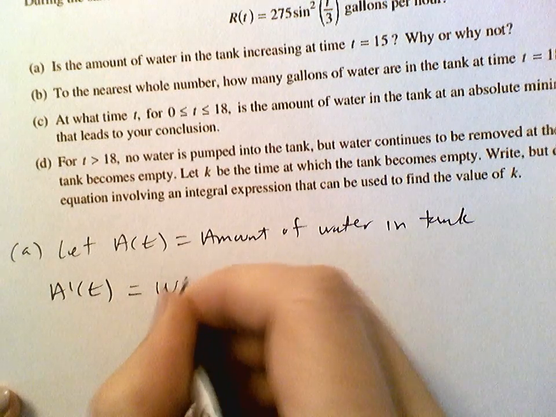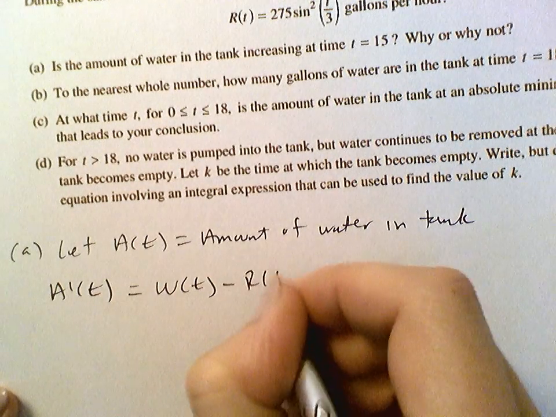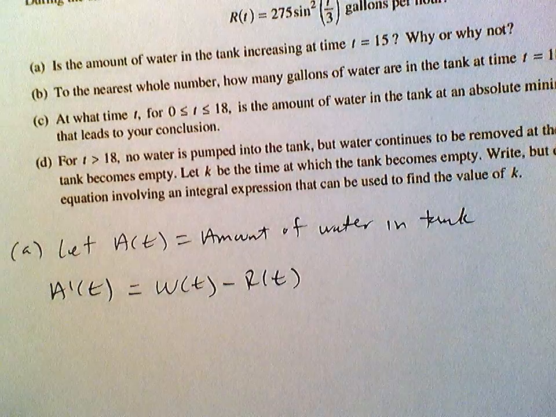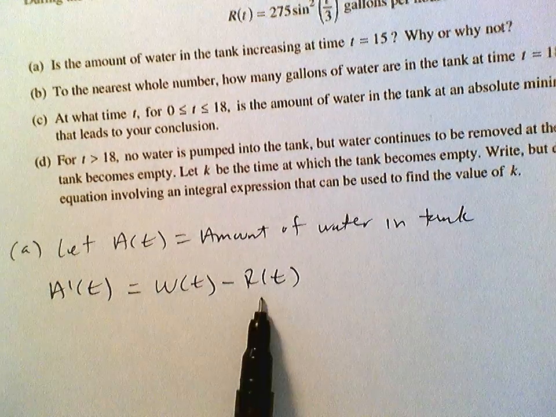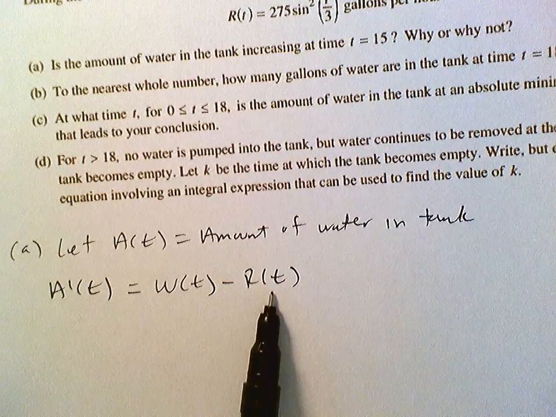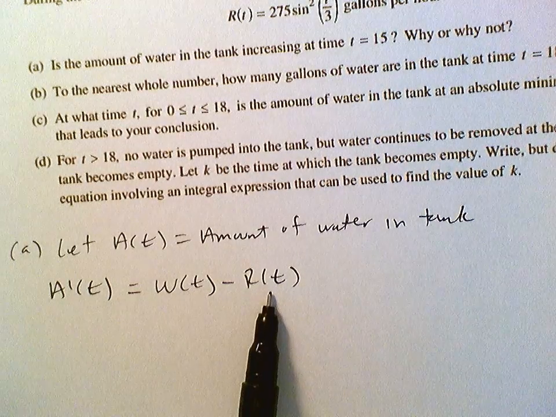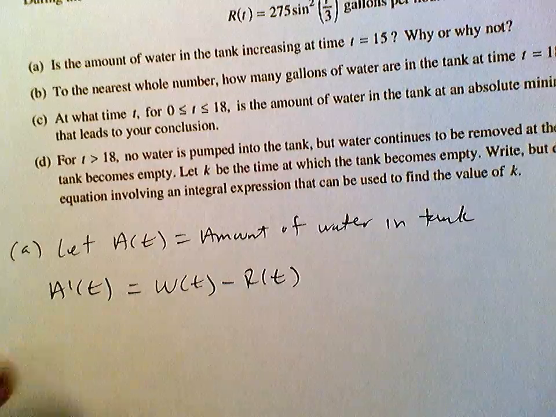So I'm going to go W of t minus R of t. Always rate in minus rate out, and that'll give you the total rate of change. And notice I don't do W prime or R prime. These are already rates of change, like the derivative of something.